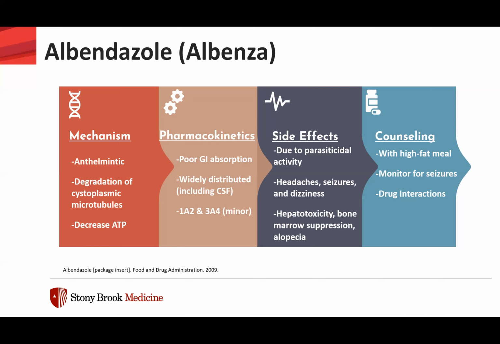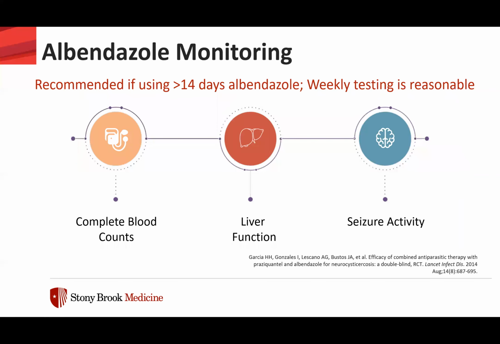Specific side effects to albendazole are things at the bottom of this slide. So we have hepatotoxicity, bone marrow suppression, and alopecia. That means in terms of monitoring, we're going to want to monitor complete blood counts, liver functions, and seizure activity. It's recommended to utilize this monitoring, especially for using greater than 14 days of albendazole, and the IDSA guidelines do say that weekly testing is reasonable.